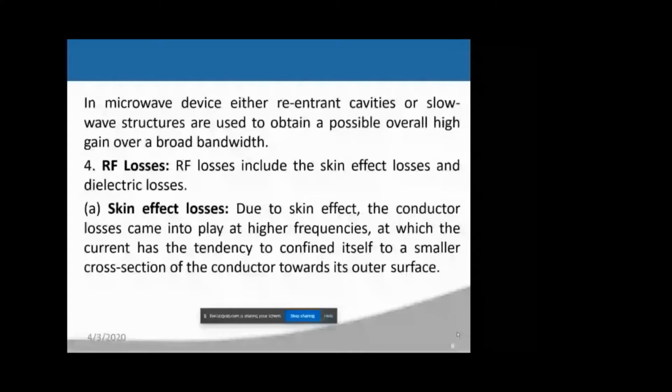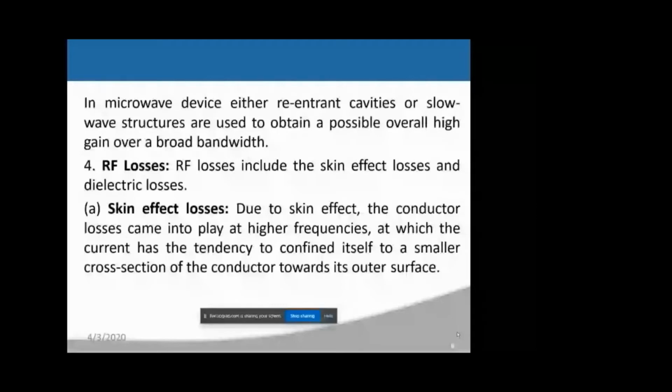The next one is the RF losses. These RF losses include two things: the skin effect and the dielectric losses. First, the skin effect losses. Due to the skin effect, conductor losses come into play at higher frequencies, at which current has a tendency to confine itself to a smaller cross-section of a conductor towards its outer surface.